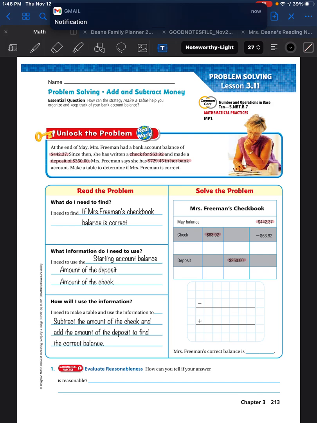Mrs. Freeman says she has $729.45 in her bank account. Make a table to determine if Mrs. Freeman is correct. So first, we want to ask, what do I need to find?